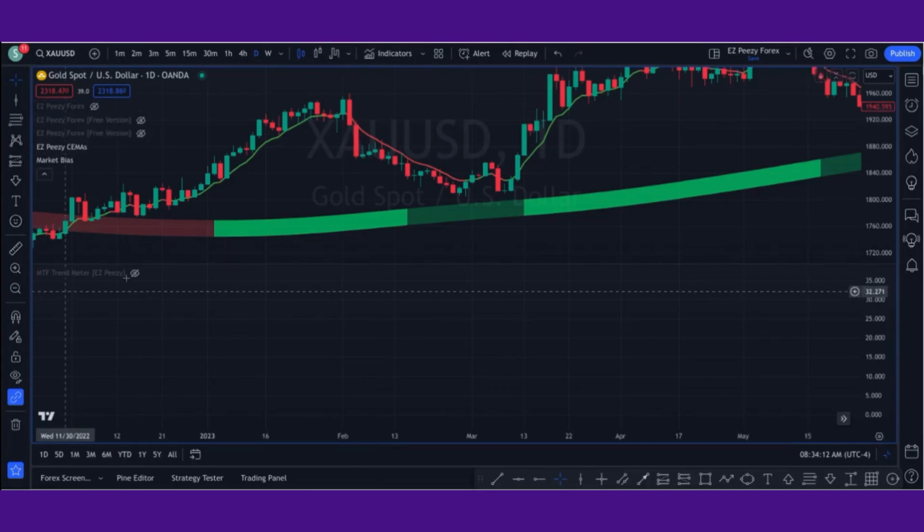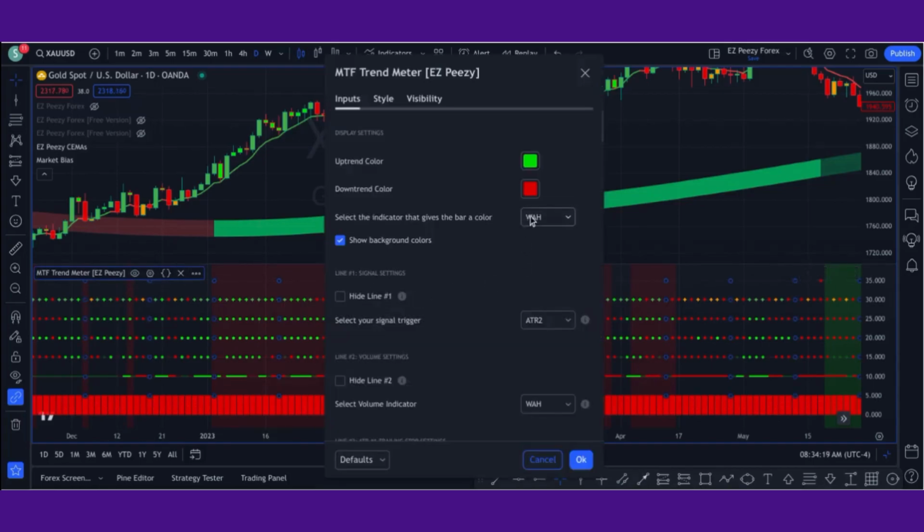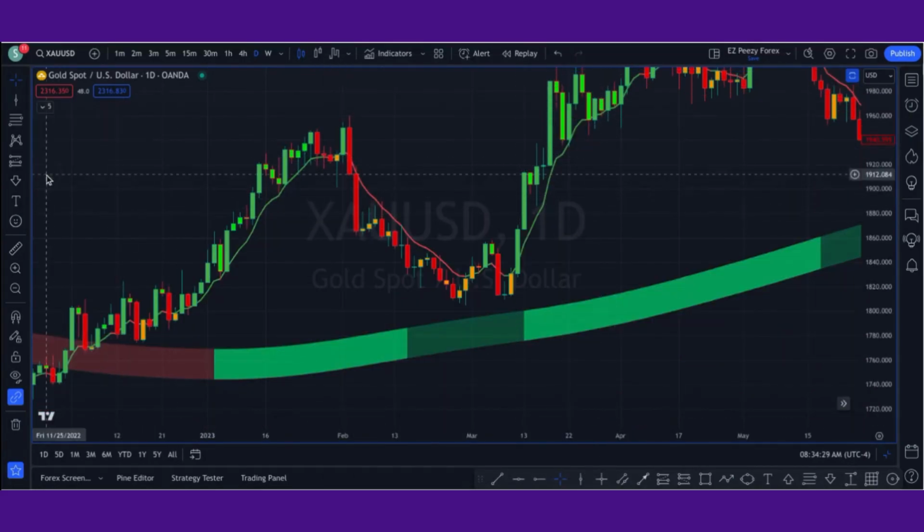I'm going to turn on my multi-time frame trend meter, and I'm going to use the Volume Water Tar indicator. You guys know I love it on my charts, one of my top 100. I'm going to use this to give my bar a color, right? That's all I'm using it for in this strategy.